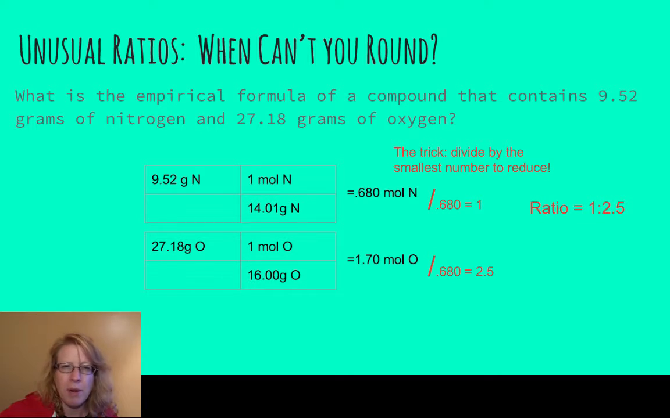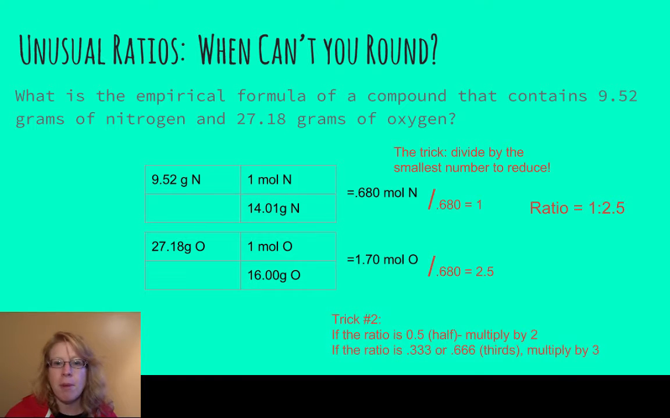So if I get these weird ratios where it's in the middle, not obviously at the end, like 1.01 or 1.98, you're not allowed to just round it. So the trick here is to multiply by whatever that fractional is. If it's a half, multiply by 2. If it's a third, multiply by 3. If it's a quarter, you'd multiply by 4. I'm probably only going to give you a half in a Chem 1 class. Chem 2 class, they'll give you other ones, but maybe for extra credit.